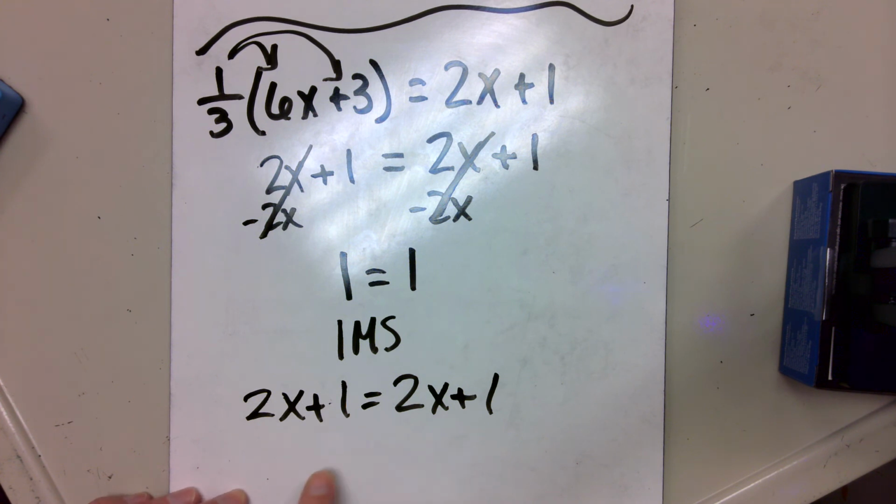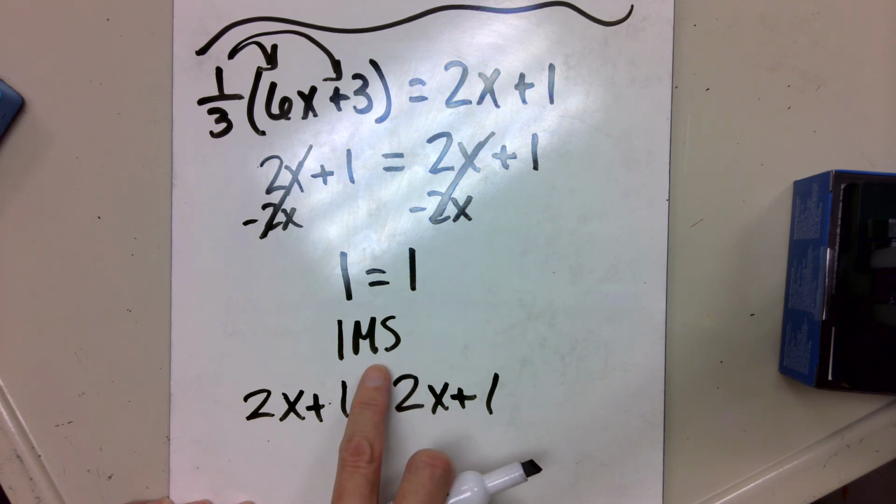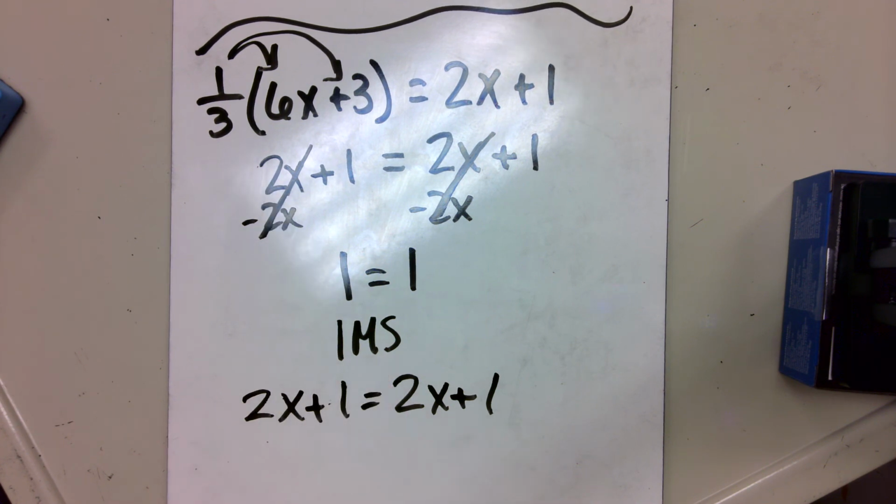But that's not the only number I can put in for x to make this true. What if I put 1,000,000 in for x? 1,000,000 times 2 is 2,000,000, plus 1 is 2,000,001. Same on the other side. So no matter what value, I can put negatives, fractions, no matter what number I put in for x, this will always be a balanced equation. That's why it's infinitely many solutions. I hope that helps.